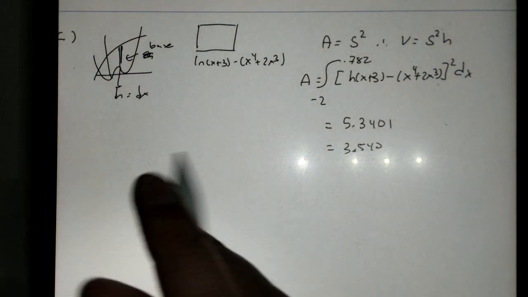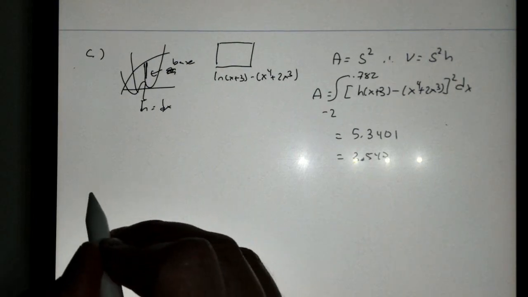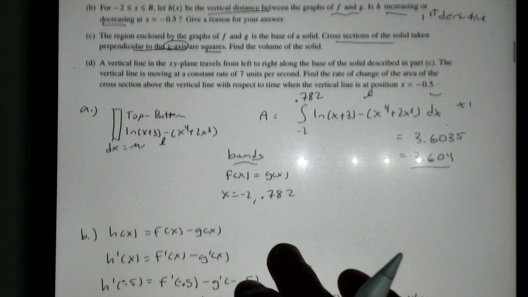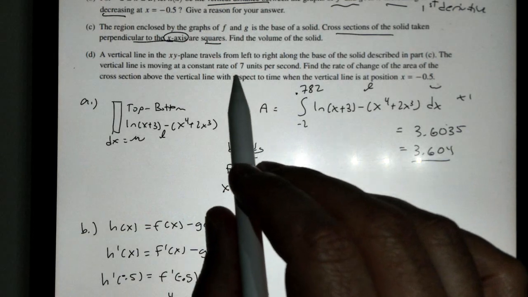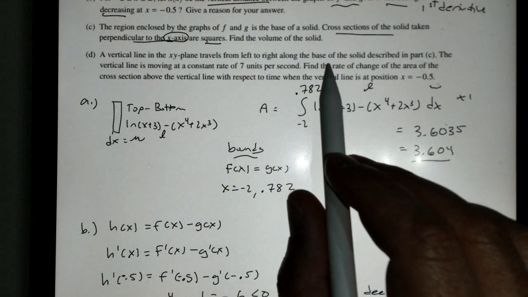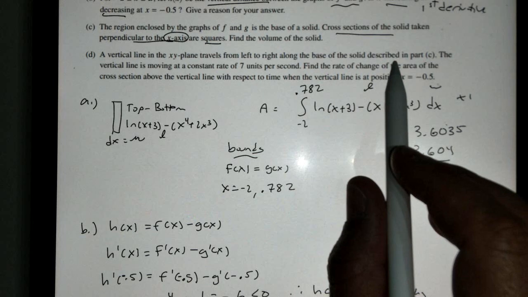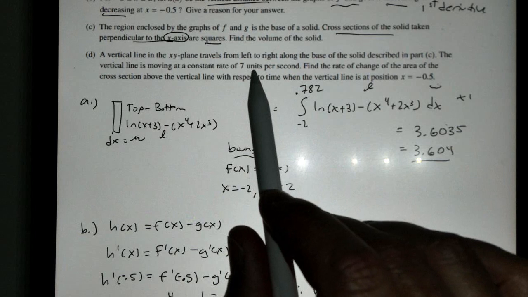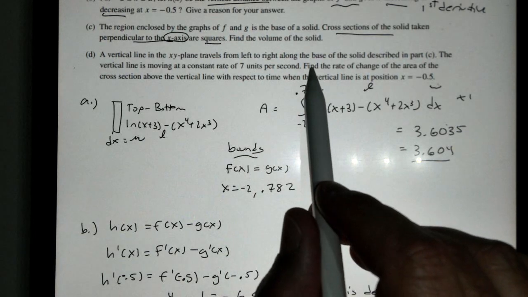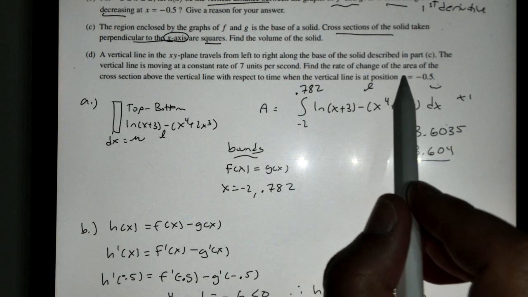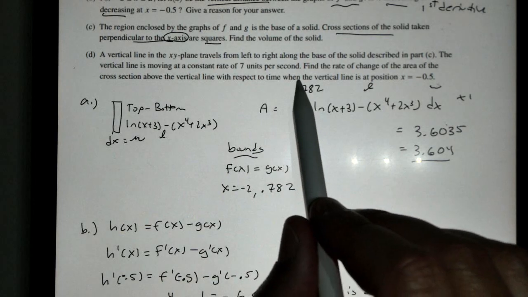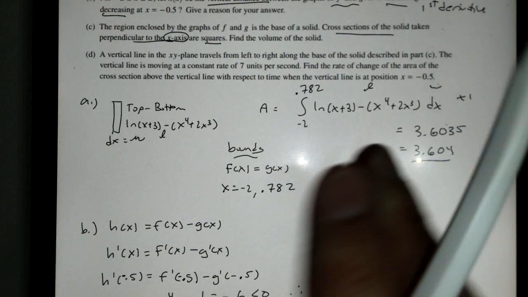All right, part D. We're mathematicians, we love to part D. Part D now says the following. A vertical line in the xy plane travels from left to right along the base of the solid described in part C. The vertical line is moving at a constant rate of 7 units per second. Find the rate of change of the area of the cross-section above the vertical line with respect to time when the vertical line is at x = -0.5.